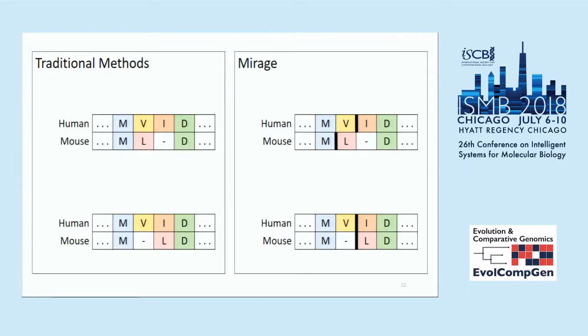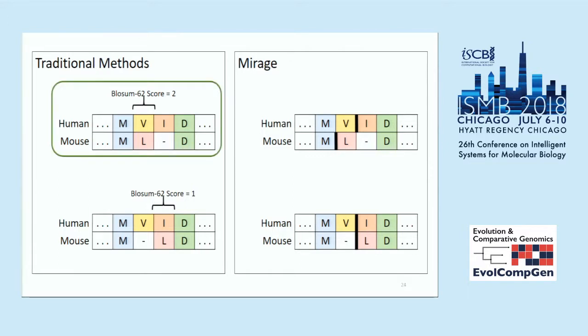To give an example, we can consider this toy case where this leucine can be ambiguously aligned to either a valine or an isoleucine. Now, a traditional method will refer to a score, and based on whichever alignment column has the higher score, it'll select that alignment.